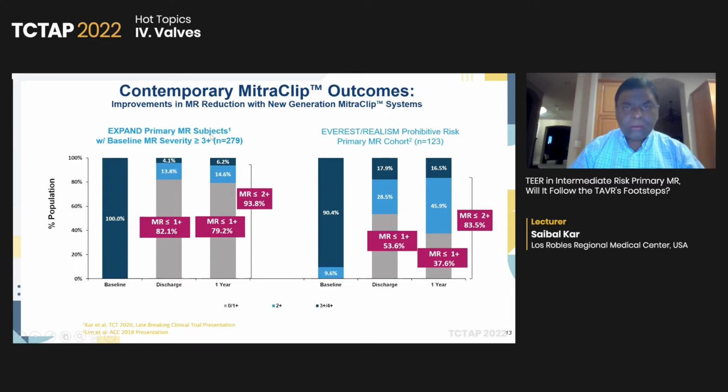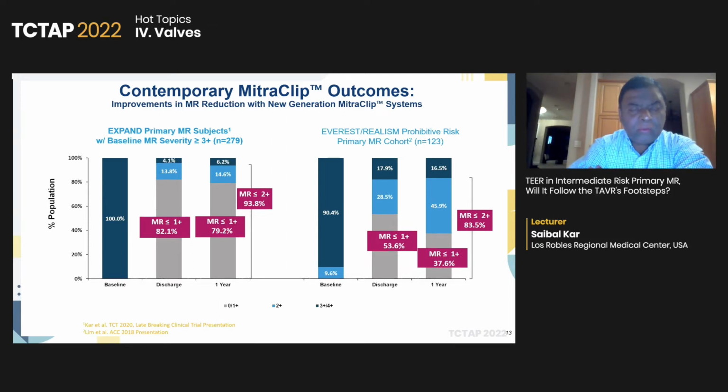Now let's look at the contemporary data. People always talk about inadequate results with edge-to-edge repair, and they usually quote the EVEREST II trial, which is not wrong, where you can see a majority of patients went to 2+ or less, but only 53% actually had 1+ at discharge, and only 37% had 1+ at 1 year. So a majority is 2+. This is at 1 year.